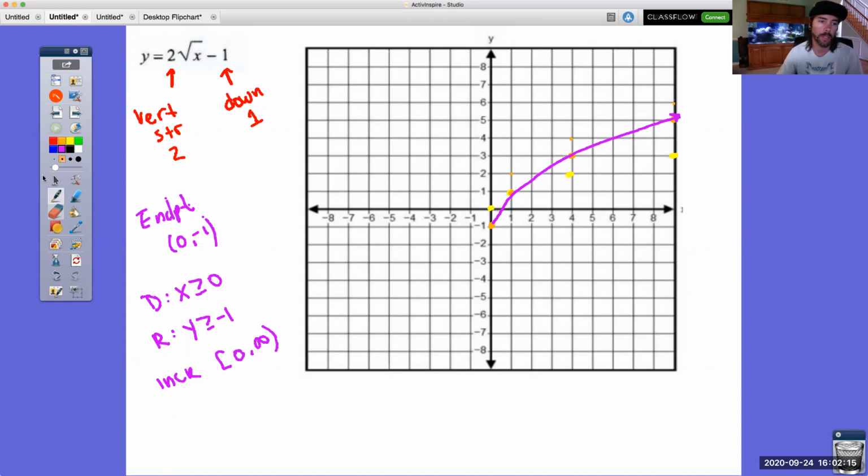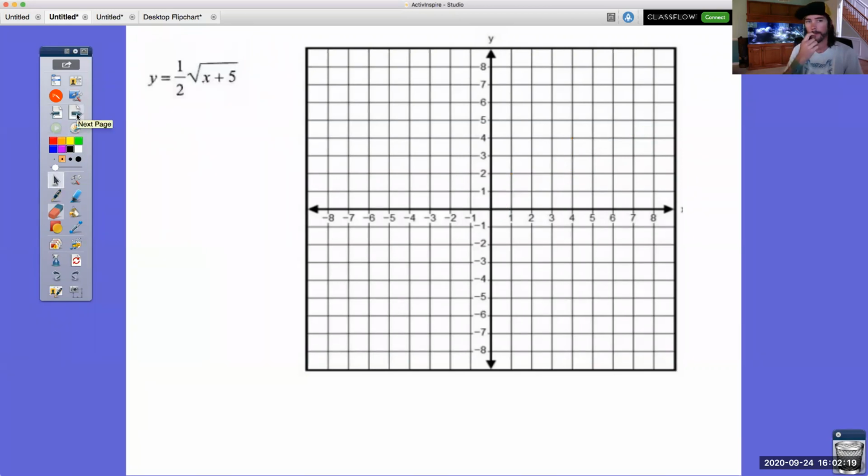A couple more questions to go. I got a 1/2 in front of the radical. You need to know what that does. And then I got a +5 inside the radical after the x. Okay, I'm going to graph the original points here.